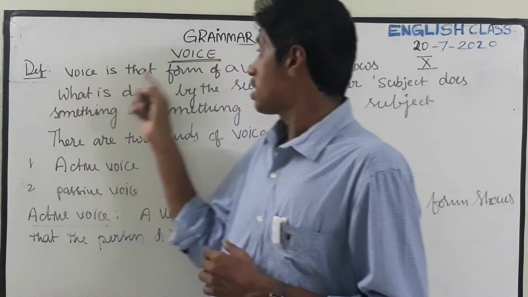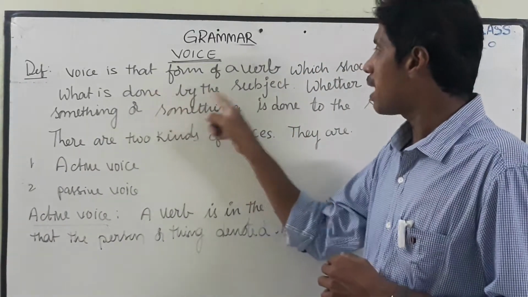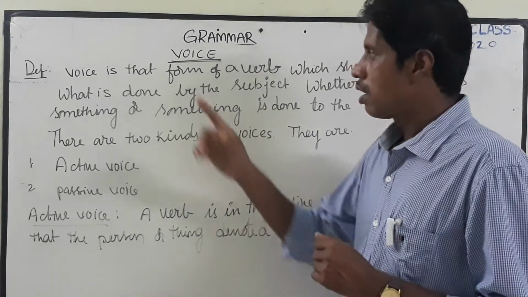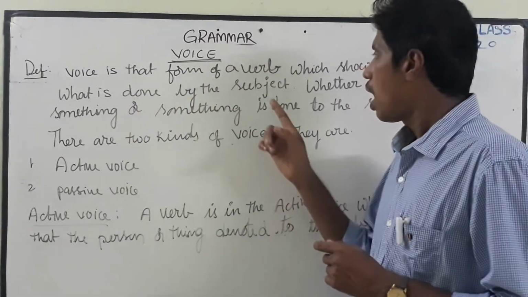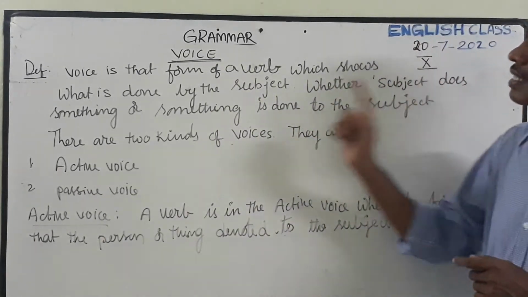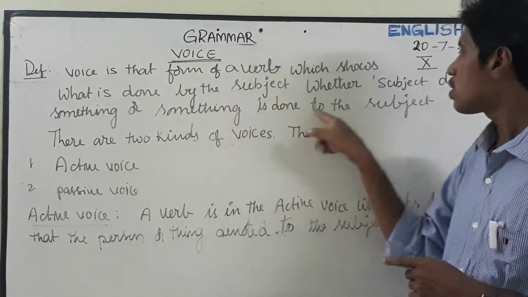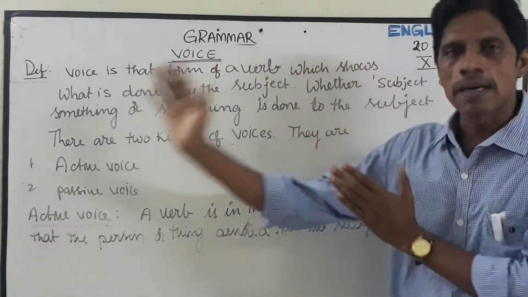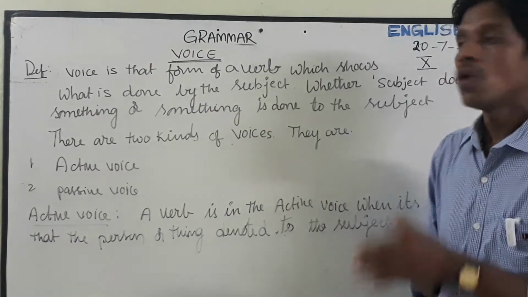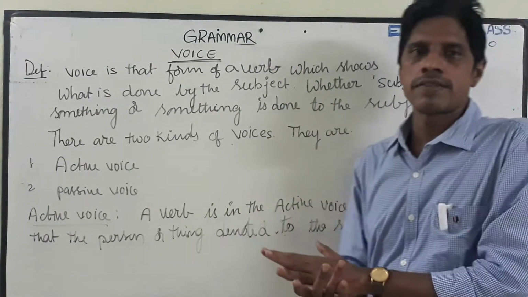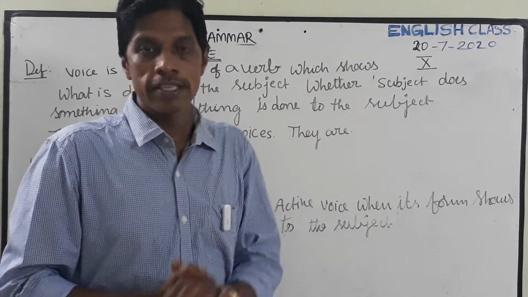Voice is the form of a verb which shows what is done by the subject. The voice is the form of a verb which shows whether the subject does something, or something is done to the subject. Subject does something. Subject ఏం చేస్తుంది? ఏదైనా చేయదు. లేక something is done to the subject. So, this is the basic concept of the voice.